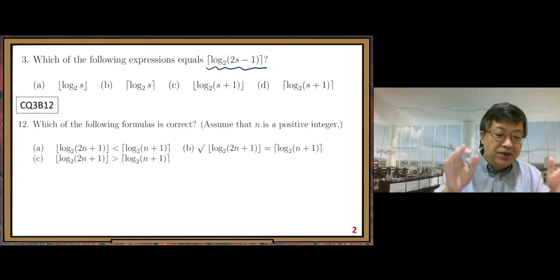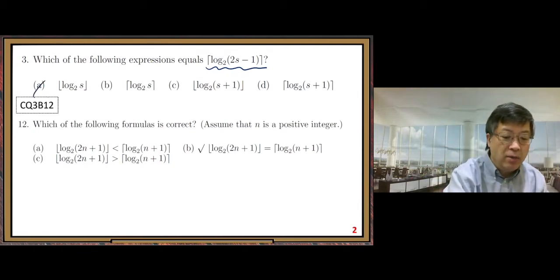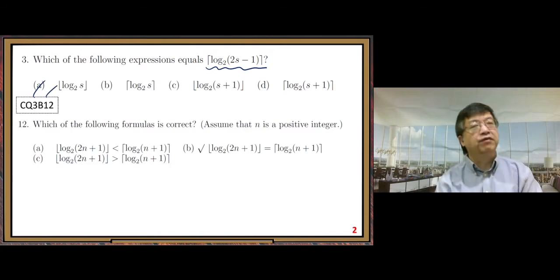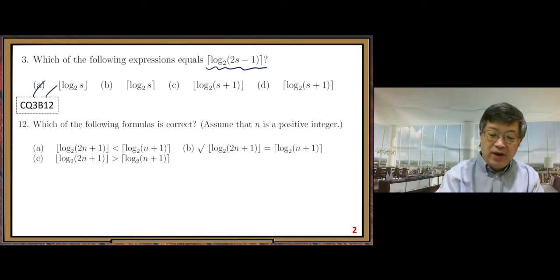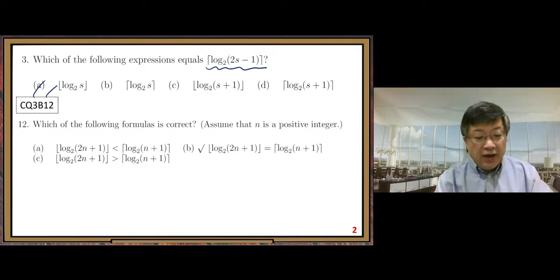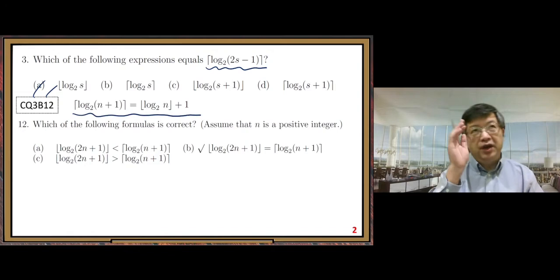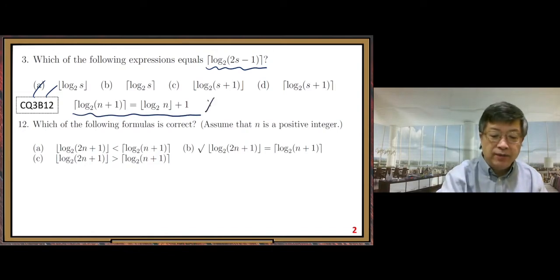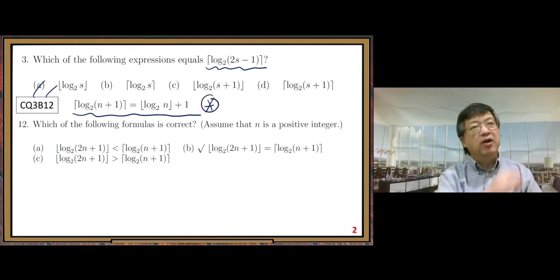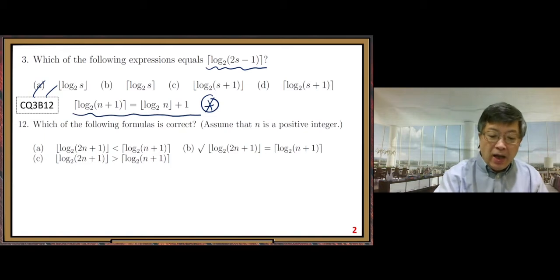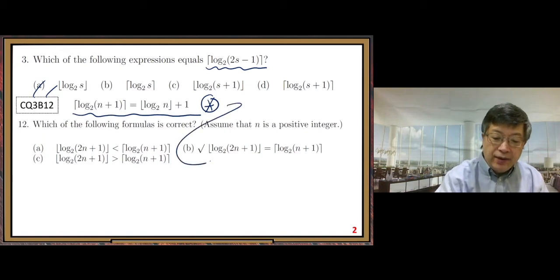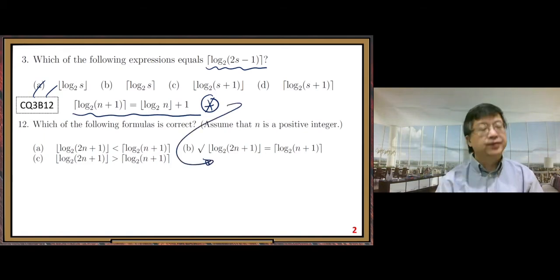Here, I like to use another comprehension question, set 3, part B, question 12. Similar, here, A, B, C, and we use this formula. This is the formula I'm talking about, the key formula I'm talking about. Use this formula. How do you know B is correct?